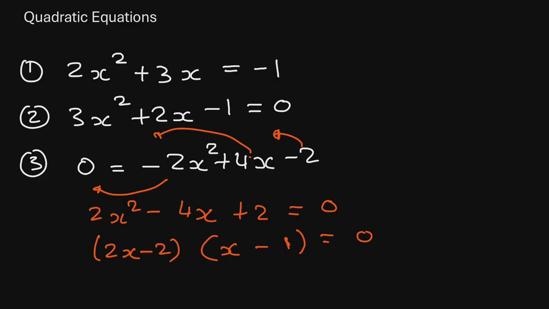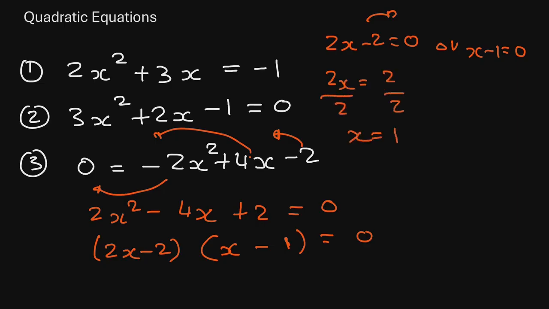And therefore we apply the zero factor law to say we have 2x minus 2 equals 0, or x minus 1 equals 0. When we solve here, we move this to the other side. We have 2x equal to 2. We divide both sides by 2, and therefore x is equivalent to 1. Then you also move the 1 to the other side, so x is equal to positive 1. So in this case, x is just 1.